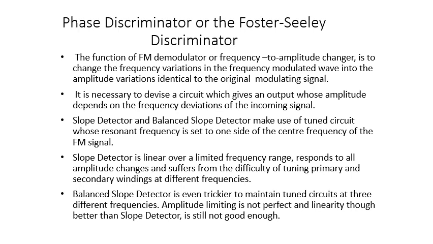But in phase discriminator, this shortcoming or this complexity has been removed, and as we will see in the next slides, in this method, the transformer primary and secondary are tuned at the same resonant frequency, and this is a simplified method of getting the modulating signal out of the FM modulated wave.